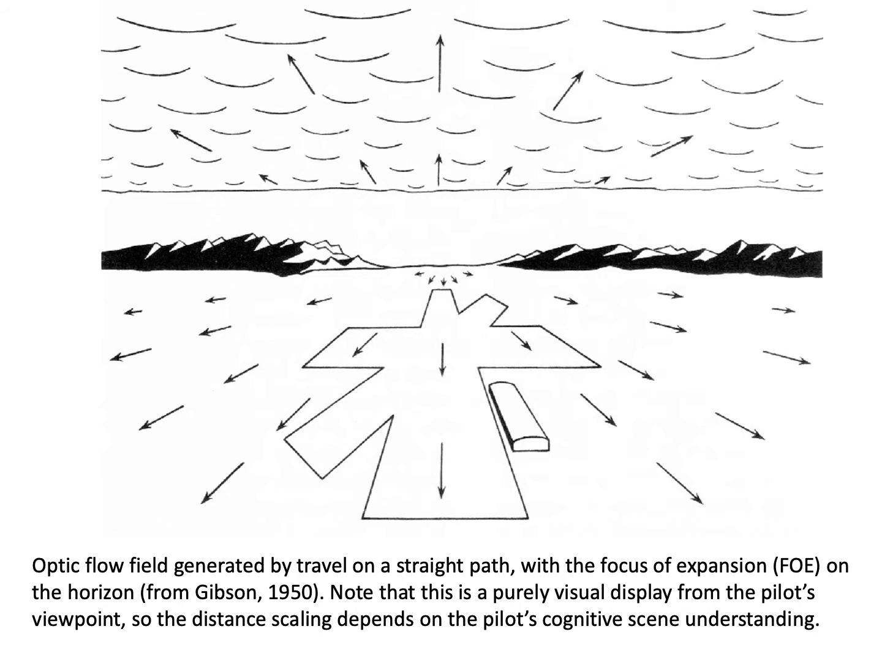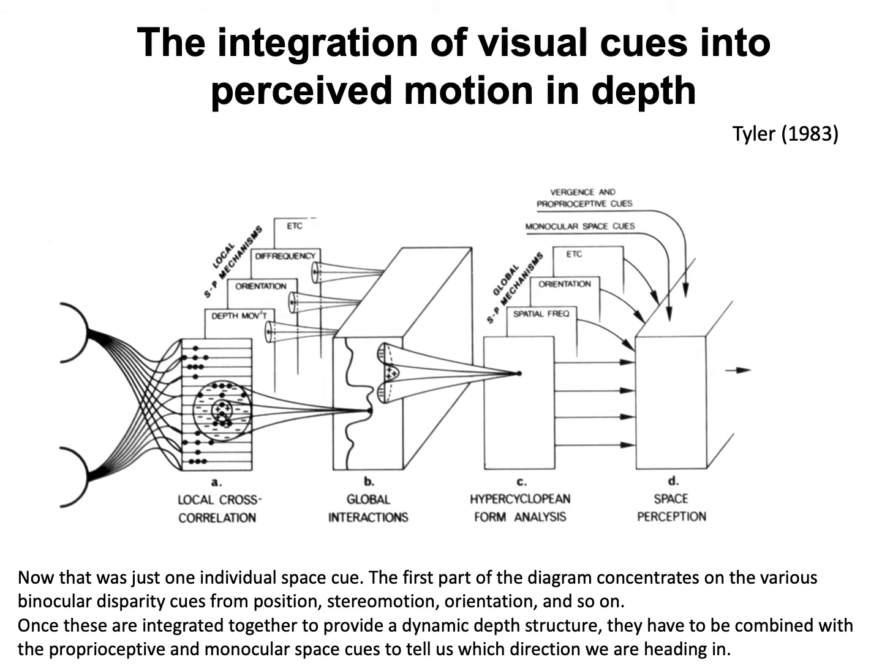This is a classic example of the visual information for heading from optic flow. Here the optic flow field is generated by travel on a straight path, with the focus of expansion on the horizon, from Gibson, 1950. Note that this is a purely visual display from the pilot's viewpoint, so the distance scaling depends on the pilot's cognitive scene understanding. Now that was just one individual space cue.